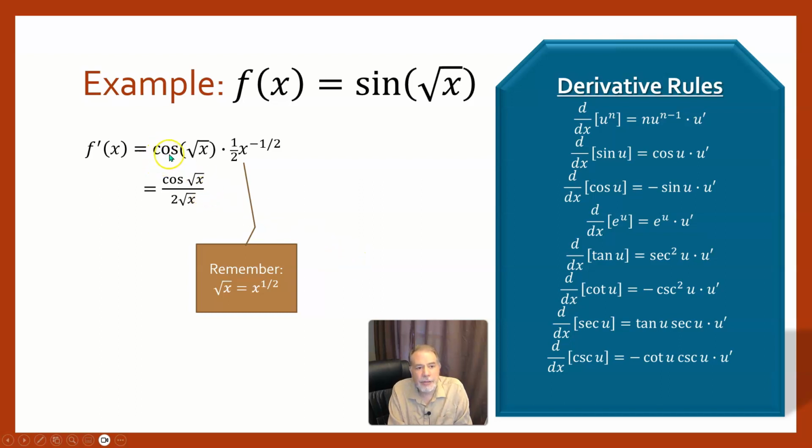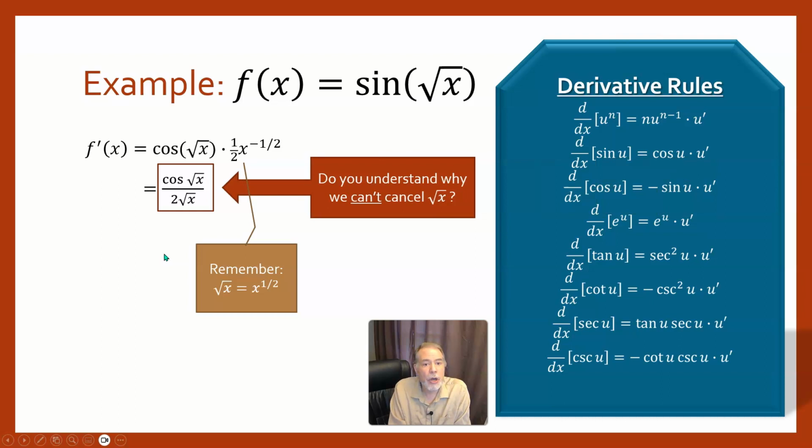And so we can write this as cosine of square root of x over, and then in the denominator we have a 2 times an x to the 1/2 power, or square root of x. So there's our derivative, cosine square root of x over 2 times the square root of x. And some of you might be tempted to do a little canceling here. Ooh, there's a square root of x on top and on the bottom. Can we cancel those? No, we can't.